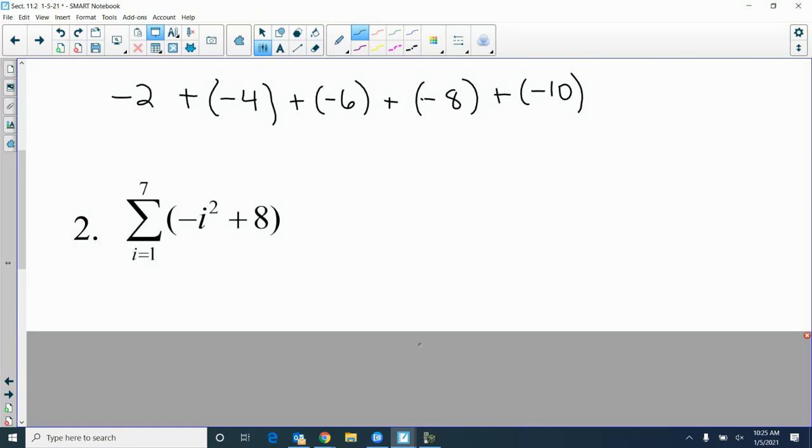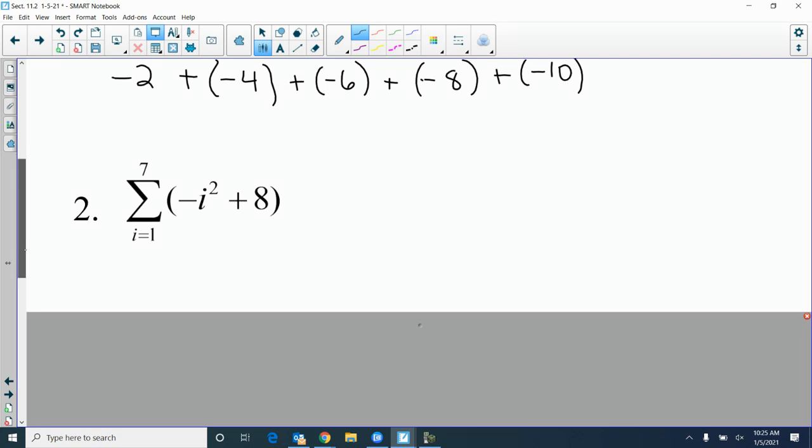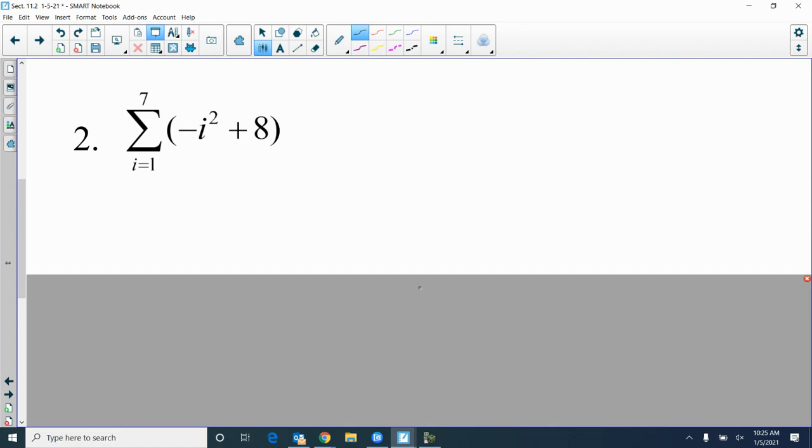I squared plus 8, starting from 1 to 7. Just plug in 1, plug in 2, plug in 3, and then you're going to add them up.